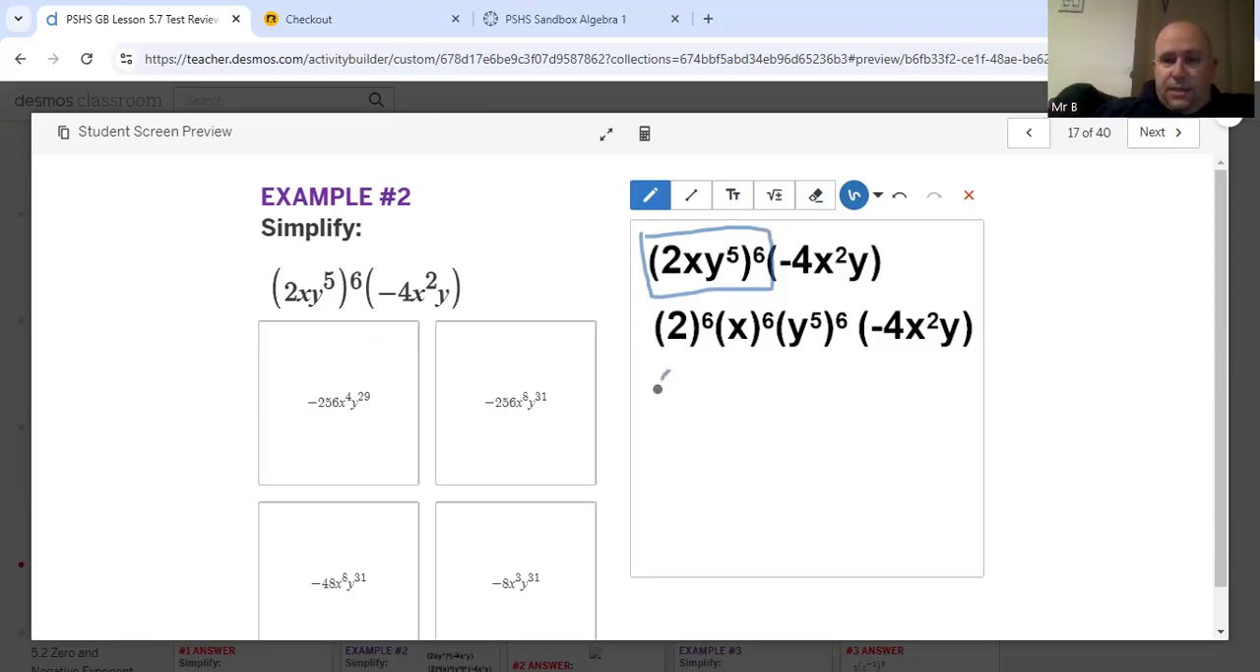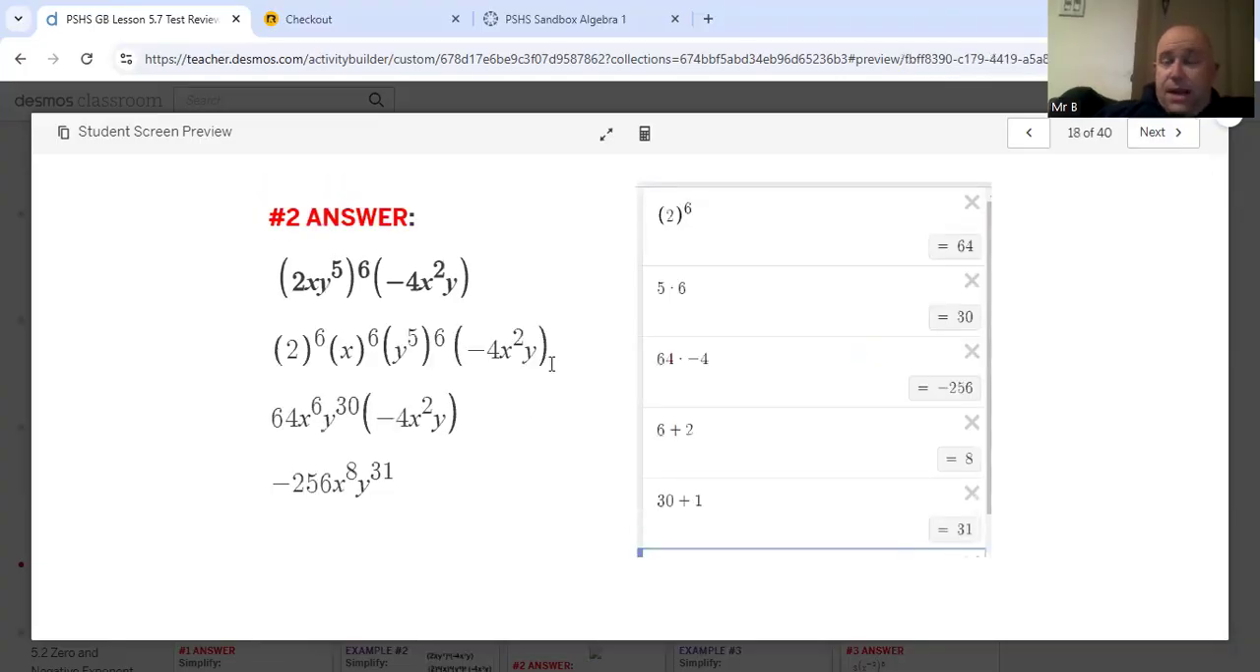2 to the power of 6 is, using Desmos, 64. X to the power of 6, as there's only one exponent here, that is just x to the power of 6. Power to a power, 5 times 6 is 30. And then I've got to multiply it by this term here. I'm going to go to the next slide because that's already written out a little easier to do. And then we've got to keep going because we have like terms here that we're multiplying because these things are next to each other. So 64 times negative 4 is negative 256.